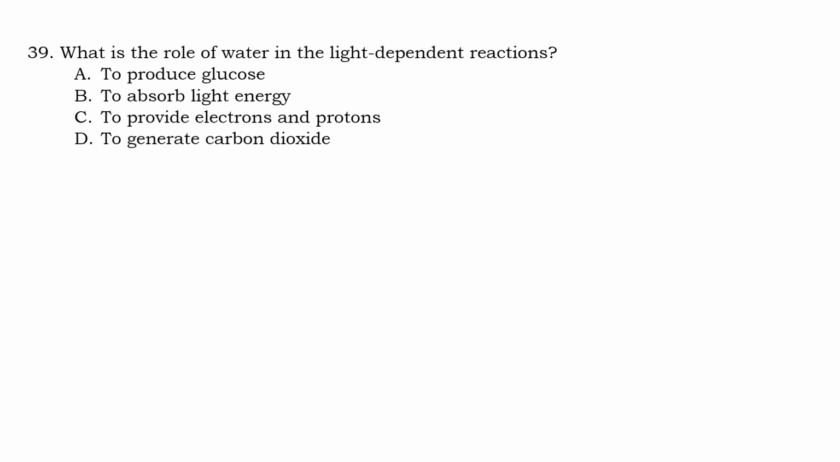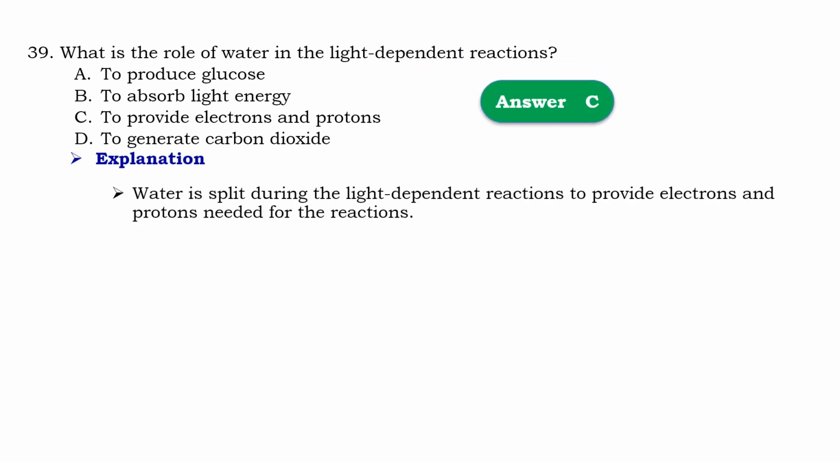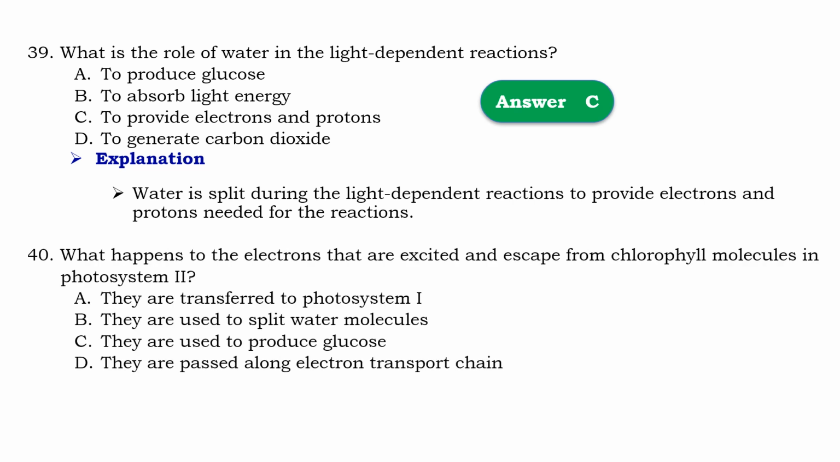Question number 39. What is the role of water in light dependent reaction? So that should be C, to provide electrons and protons. Means that water is split during light dependent reaction to provide electrons and protons needed for the reaction.